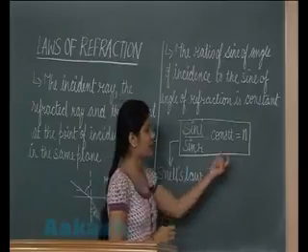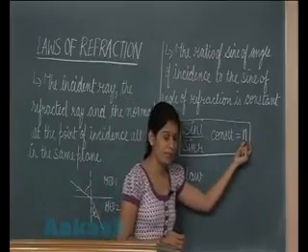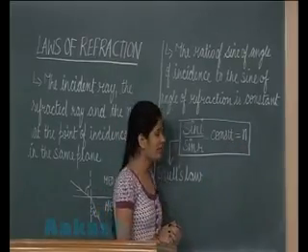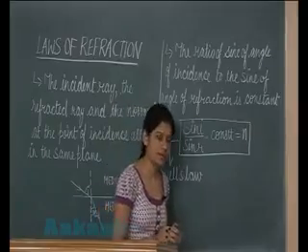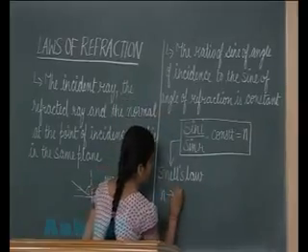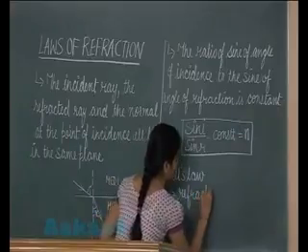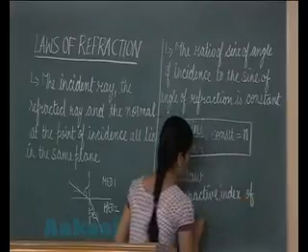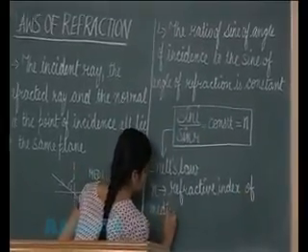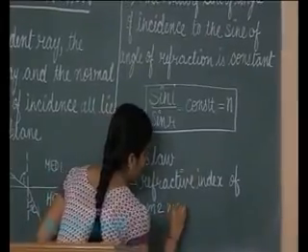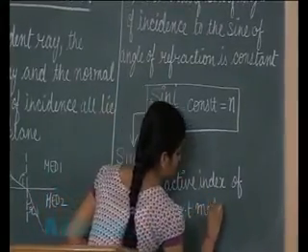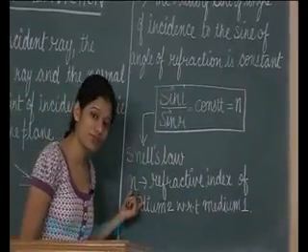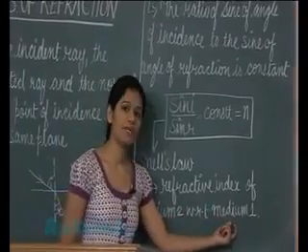Now students, this n is the property of the medium which is known as the refractive index of the medium, or the absolute refractive index if medium 1 happens to be air. So what is n? It is the refractive index of medium 2 with respect to medium 1, and this refractive index will be the absolute refractive index if medium 1 happens to be air.